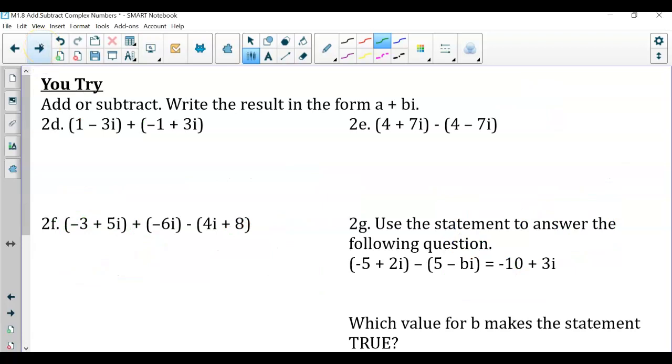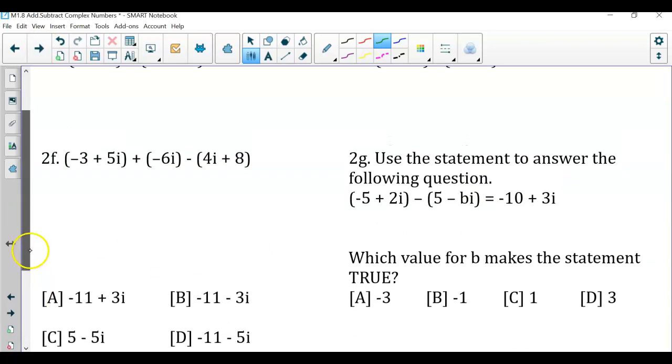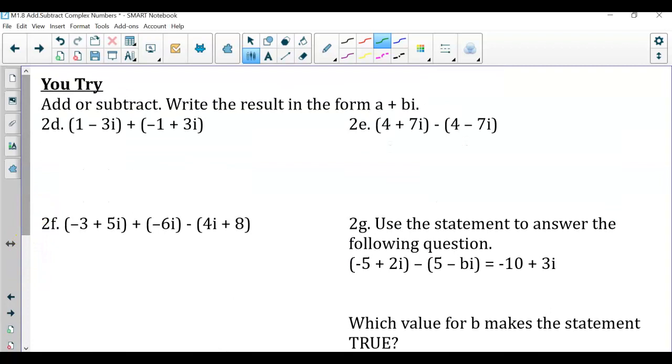So go ahead now, pause the video, try the You Try, and then let's see what you get here. And here we go. So let's combine the real. You are adding. So 1 plus negative 1, well, that's just 0. So really, we end up with no real part because 1 plus negative 1 is 0. Then here we have negative 3i plus 3i. Well, negative 3 plus 3 is also 0. So guess what? The answer here is 0.